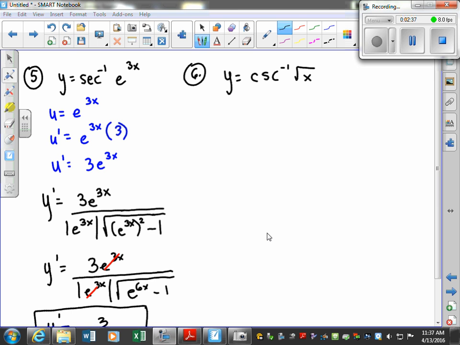Okay, one more. This is our last trig function to work with, and we've done one of each. So y equals cosecant inverse square root of x. I'll be pulling the formula while you work on your u and u prime.